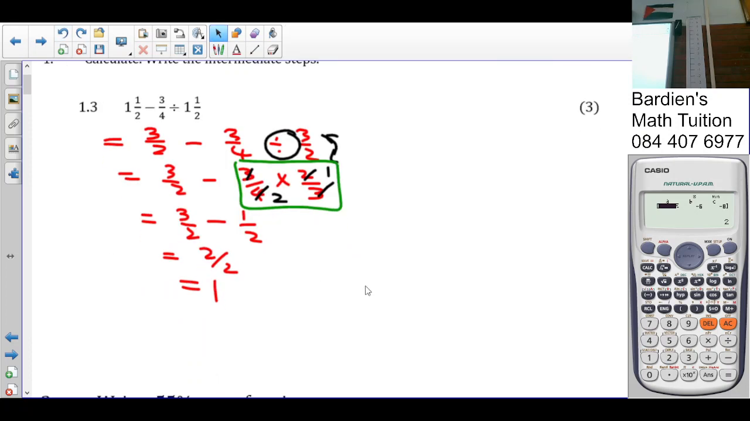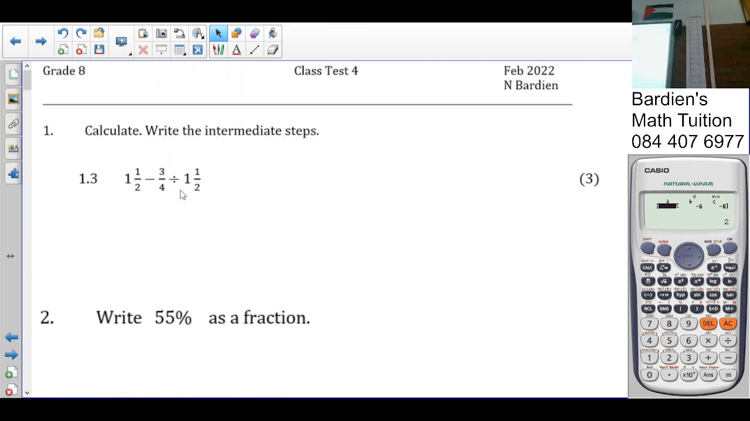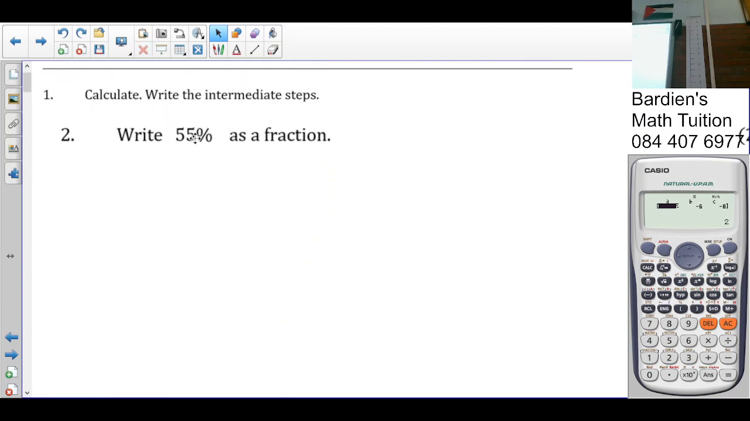Let's carry on. Number 2, it says write 50% as a fraction.